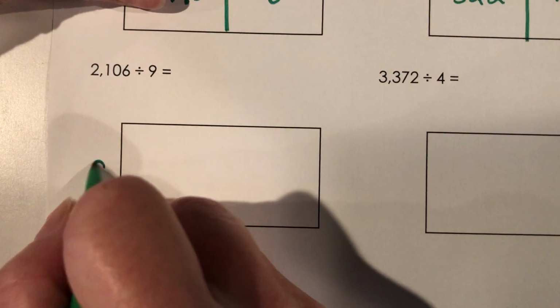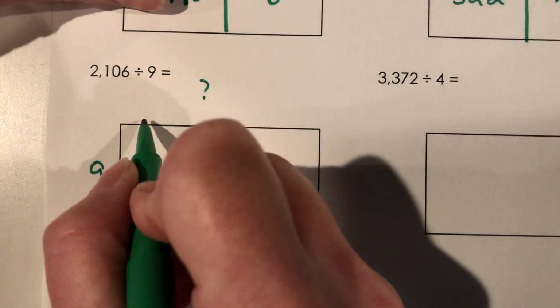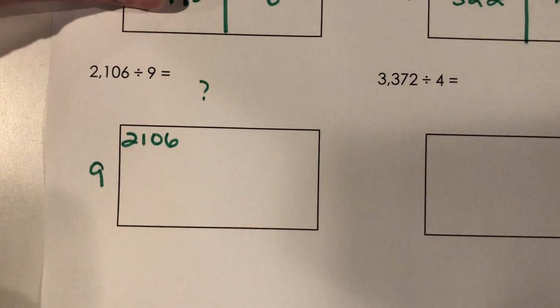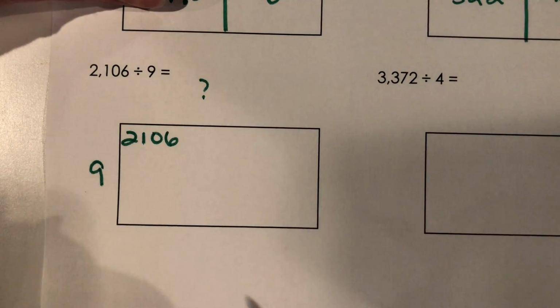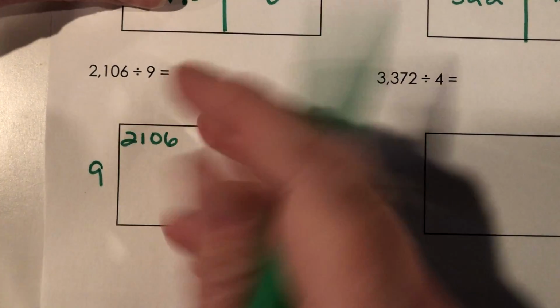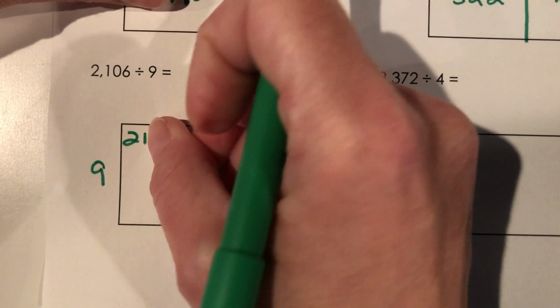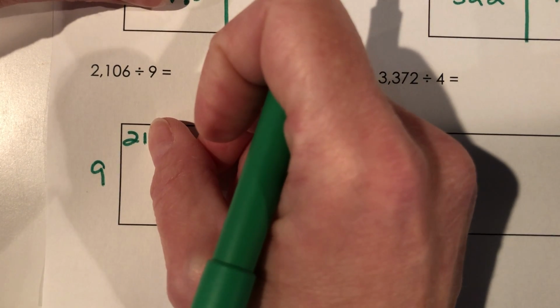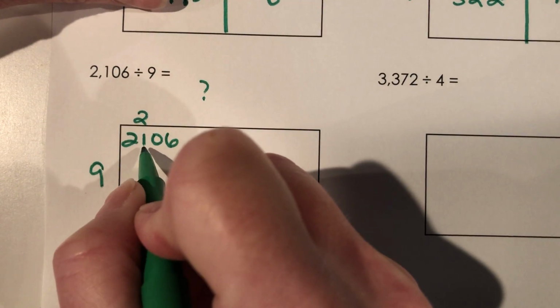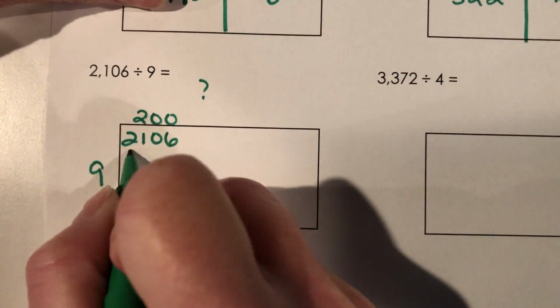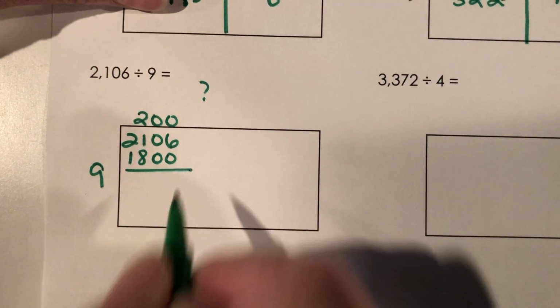All right, so I want to know 9 times what gets me 2,106. So I'm in the thousands here. I'm probably going to need 3 boxes, just so you know. You can be prepared. All right, I'm going to look at the first 2 digits here. 9 times what gets me closest to 21? 9, 18, 27. I can't fit 3. So 9 times 2 is 18. That means 9 times 200 would give me 1,800.